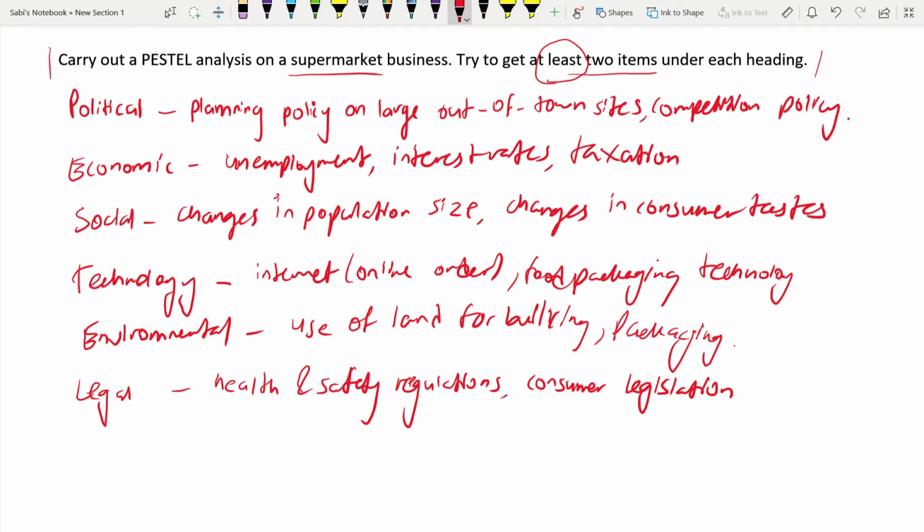So now let us go to our next model from PESTLE. Let us move on to Porter's five forces.